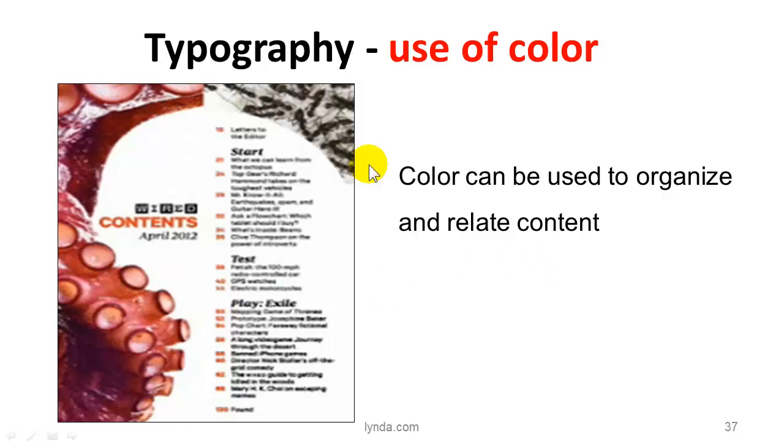Okay, here again, use of typography to organize and relate the content. This is a table of contents, Wired magazine. All right, notice the word contents is in red. Here's our numbers in red. We have some uniformity here. All right, we're organizing different areas here with our captions, larger type.